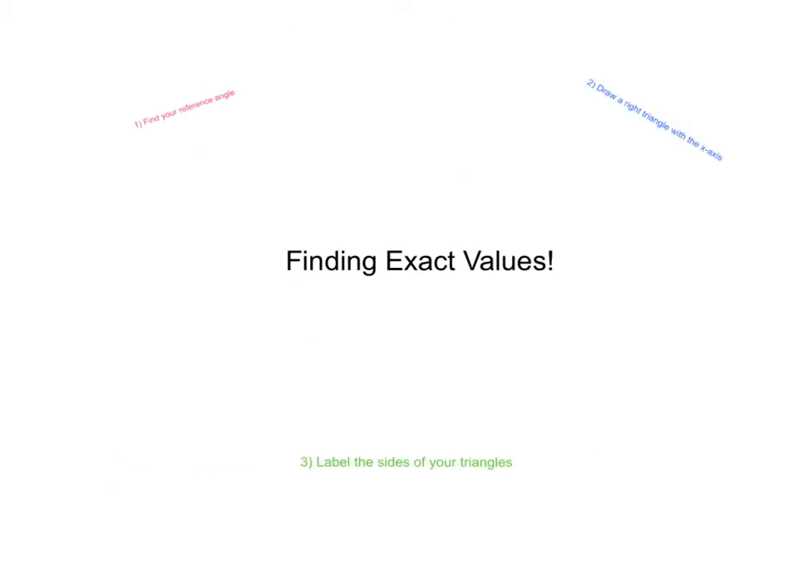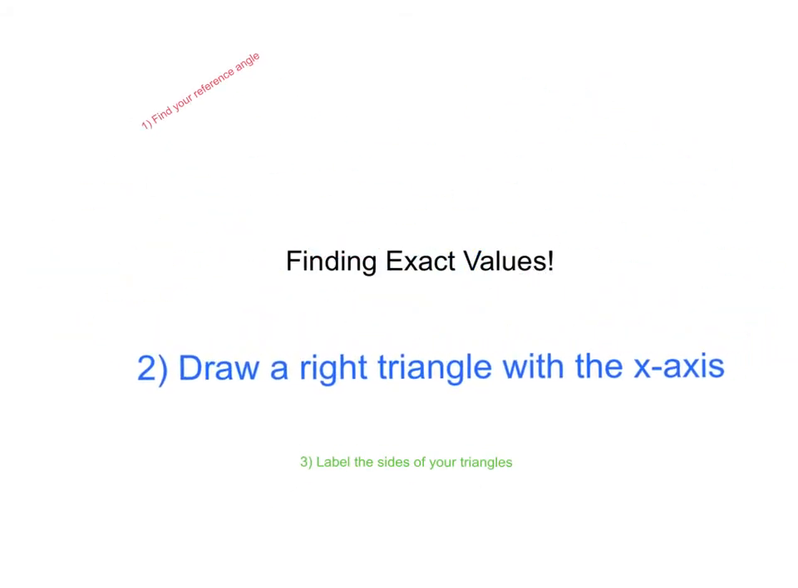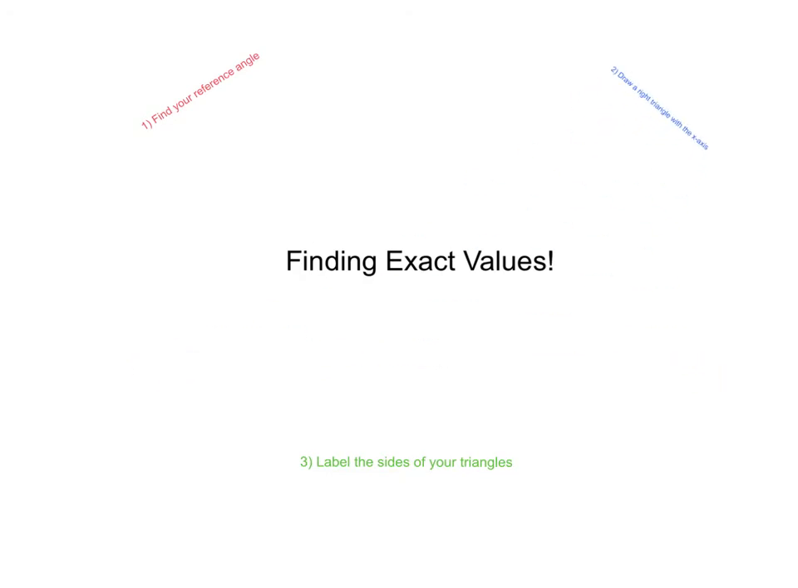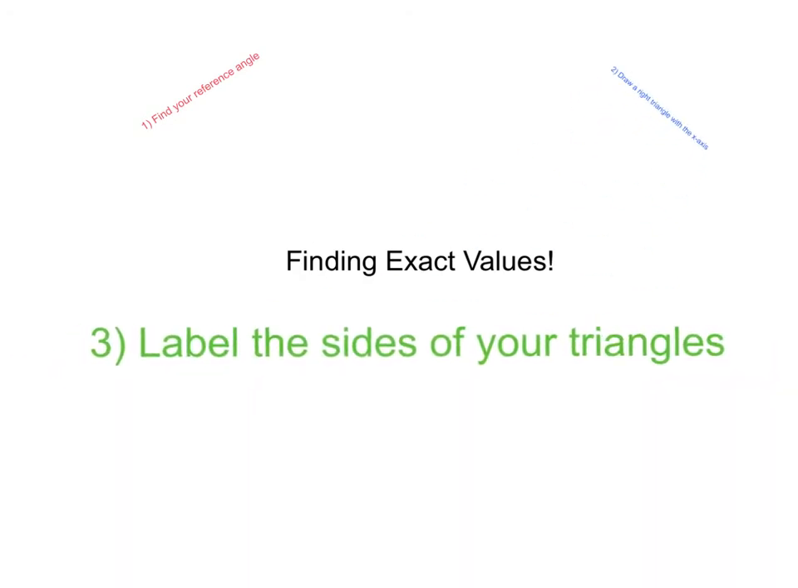There are 3 simple steps to finding exact values. First, find your reference angle. Second, draw a right triangle with the x-axis. And third, label the sides of your right triangle.